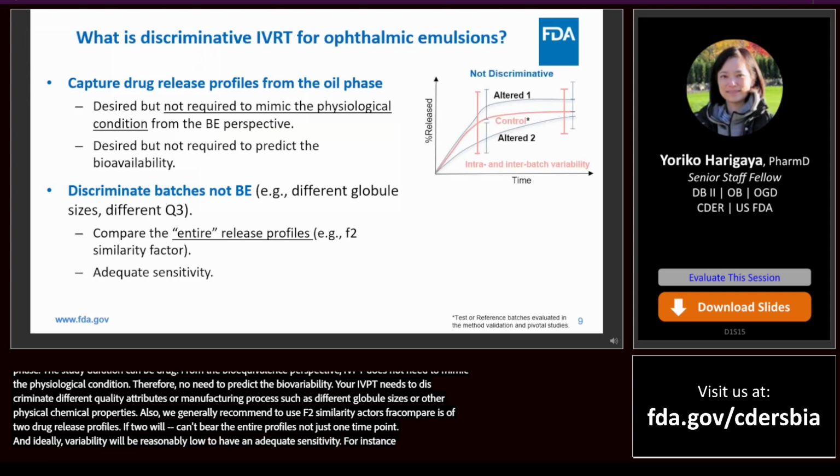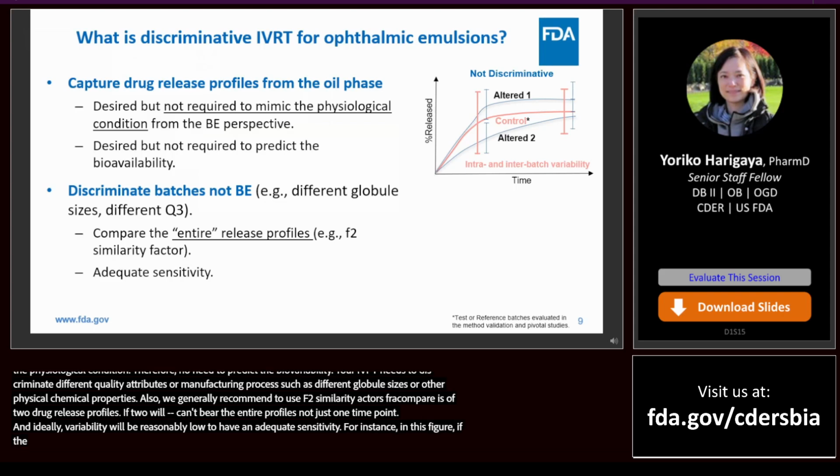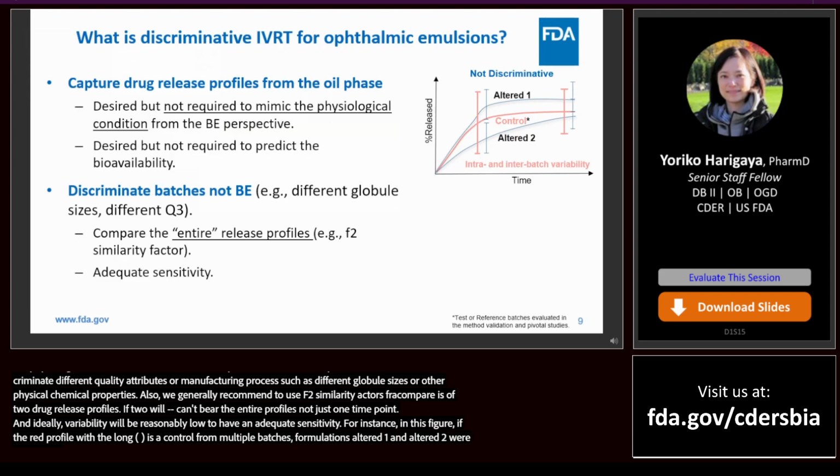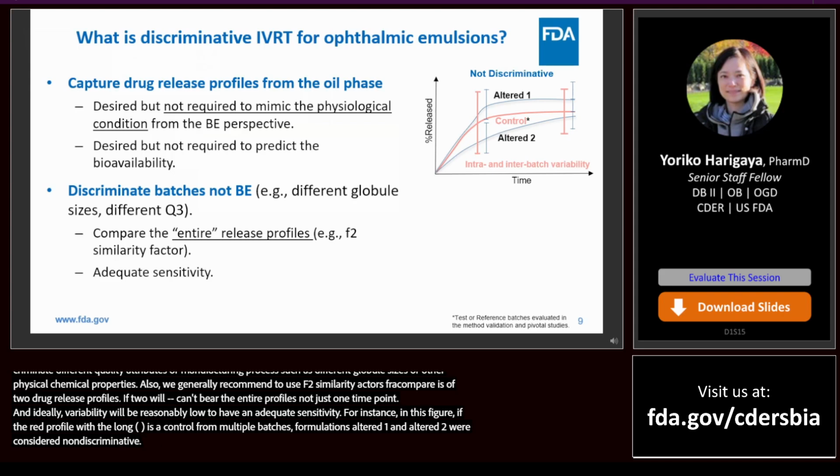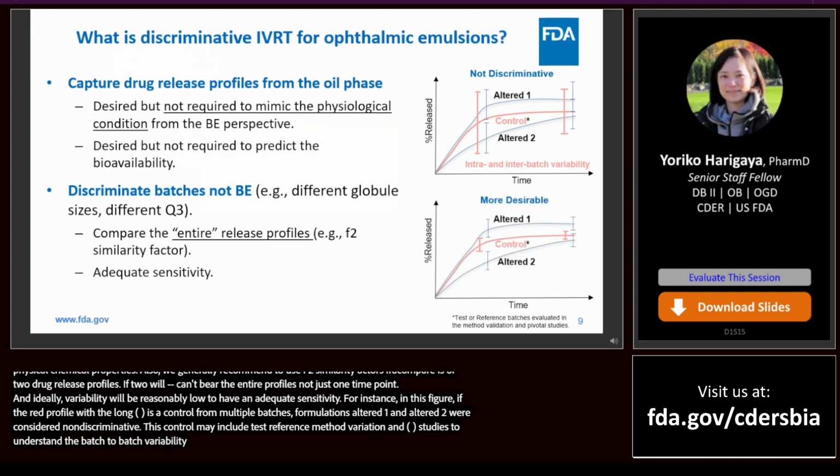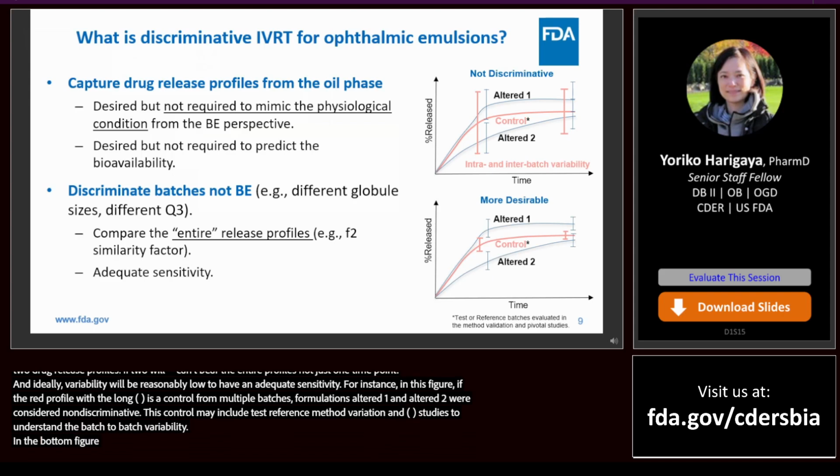For instance, in this figure, if the red profile with the long error bars is a control from multiple batches, formulations altered 1 and altered 2 were considered not discriminative. This control may include test or reference batches evaluated in the method validation and pivotal studies to understand the batch-to-batch variability. In the bottom figure, in vitro release test displays low variability, and you can see the separation between control batches and altered formulations.